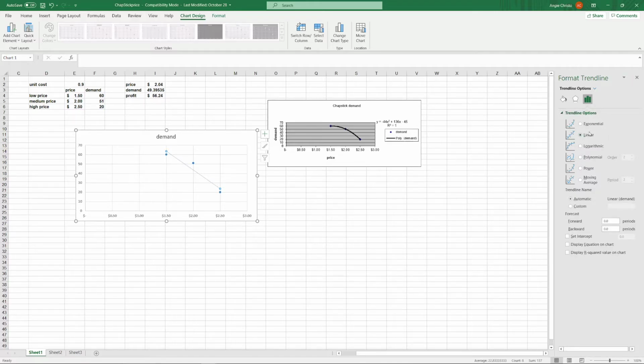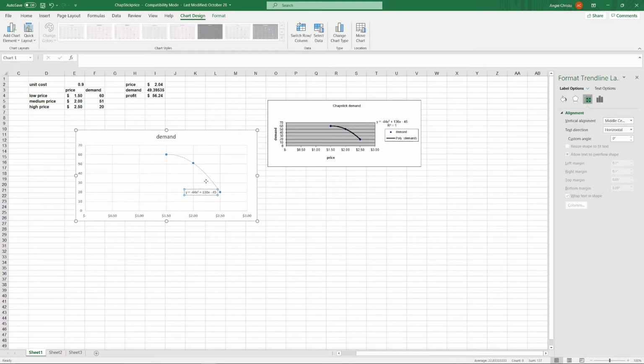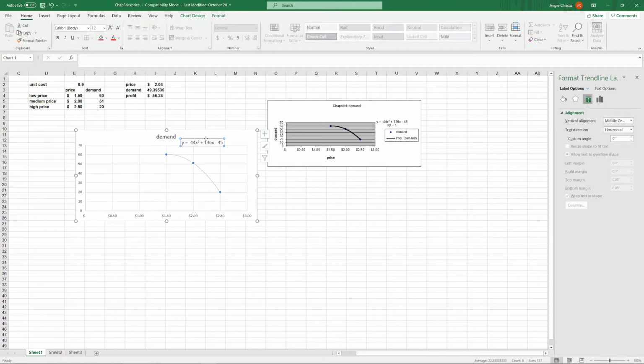Remember, whenever we click that, Excel automatically gives us the linear curve. So we want to select a polynomial of order 2, because we have 3 points, meaning we want to fit this quadratic equation. And let's select display equation on chart as well, the same as we did with the linear. Let's make this bigger so we can see it. And this is it.